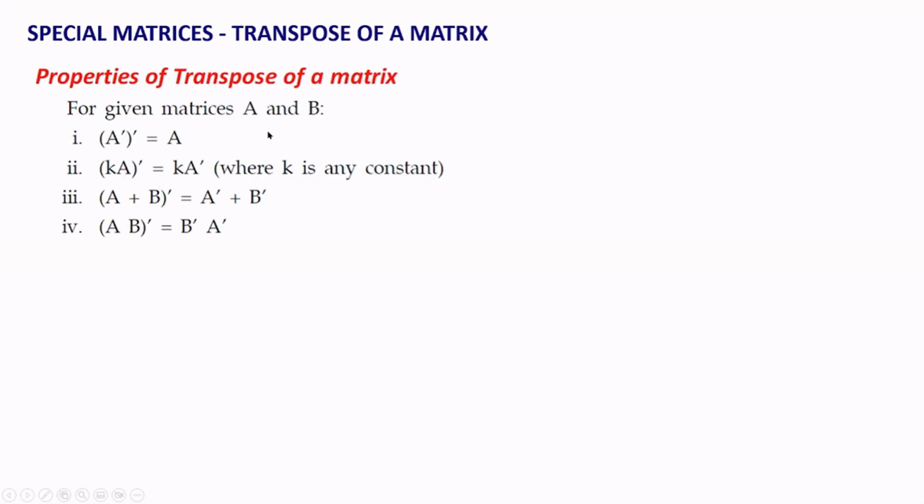Here are some of the properties of the transpose of a matrix. If we have two matrices A and B, A transpose the whole transpose is equal to A. Then kA the whole transpose will be equal to k into A transpose, where k is any constant. Then A plus B the whole transpose is A transpose plus B transpose. And AB the whole transpose is B transpose into A transpose. So these are the properties of the transpose of a matrix.